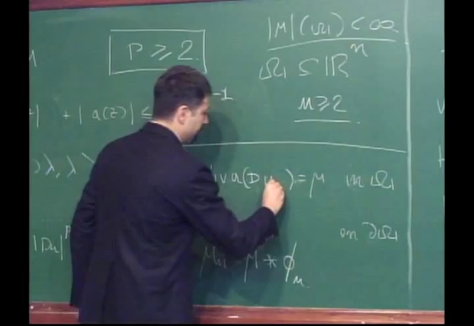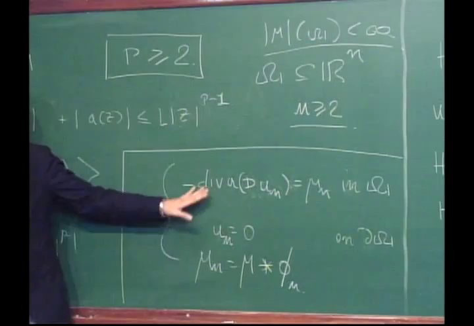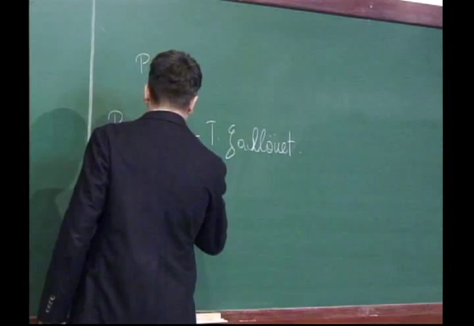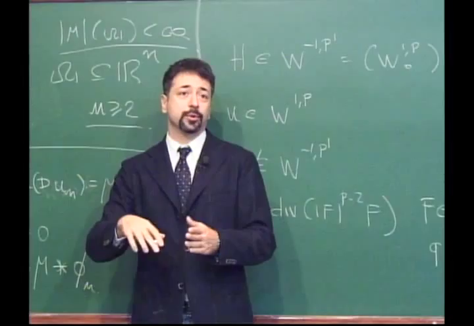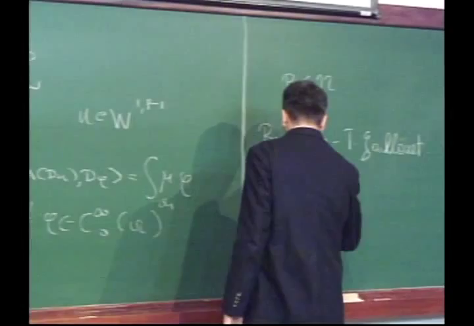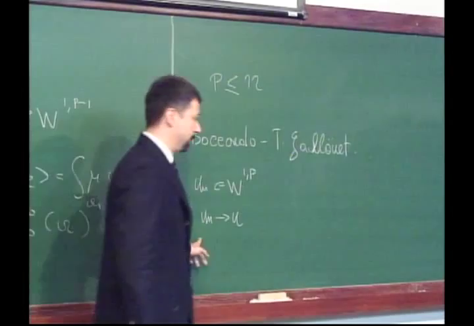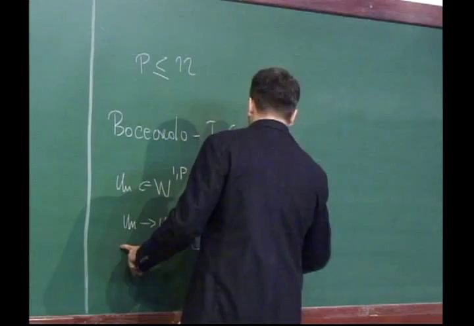Now you can easily solve these problems. You have a sequence of solutions. This sequence of solutions is in W^{1,p}, but of course they are not uniformly bounded in W^{1,p}. And then the real beef here is to prove that there's a convergence towards something. And in fact, what Boccardo and Gallouët are proving is that these functions are strongly converging in W^{1,p-1}, actually in something more, something smaller than W^{1,p-1}.